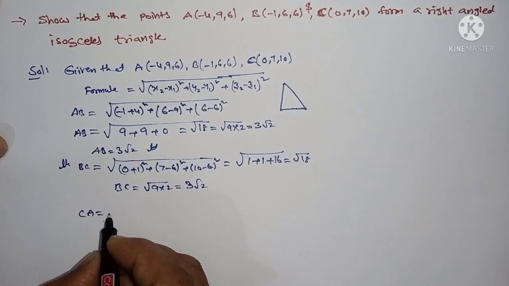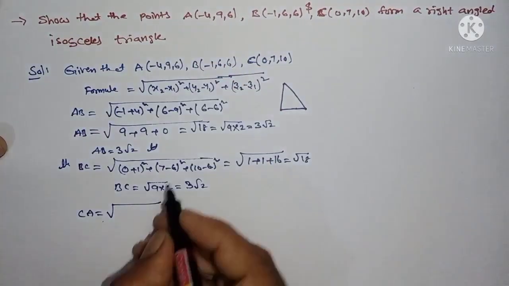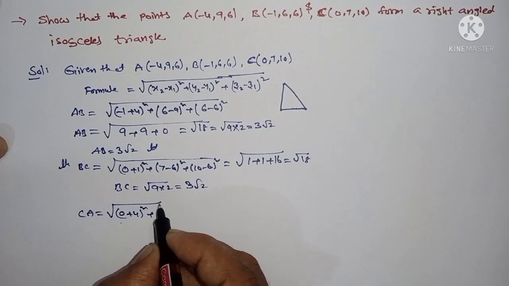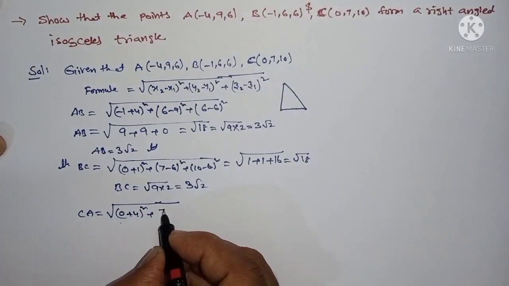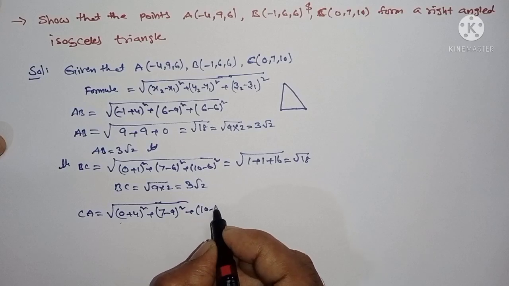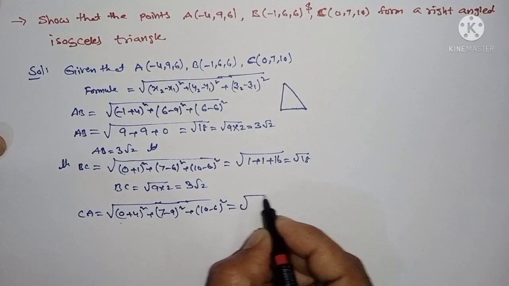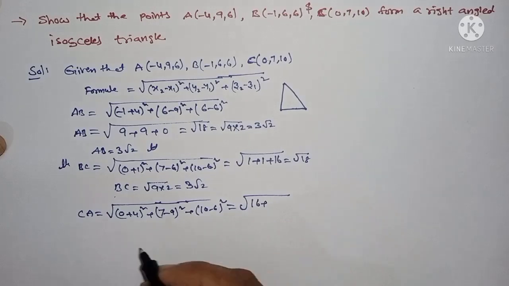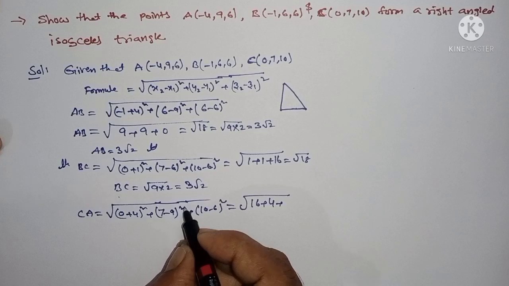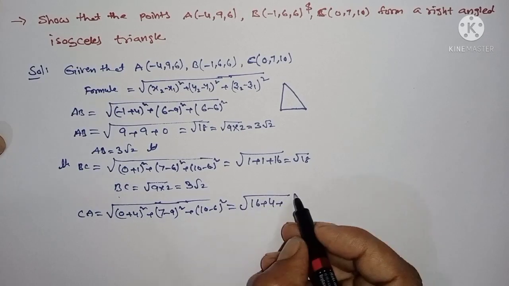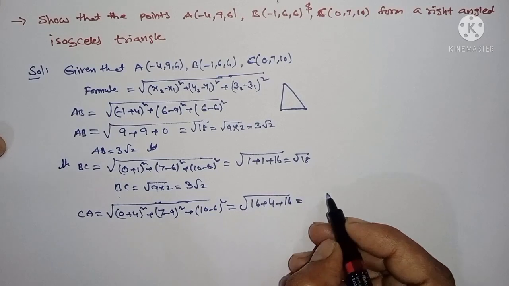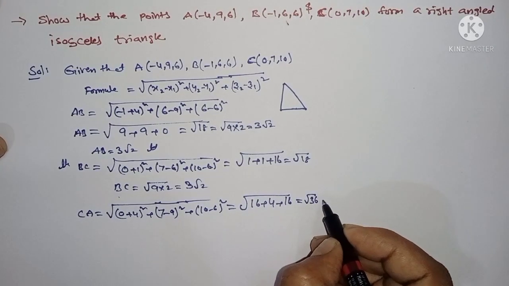Last you can find CA. CA is 0 minus of minus 4 whole square plus 7 minus 9 whole square, last is 10 minus 6 whole square. Therefore root of 4 square is 16, 7 minus 9 is minus 2, 2 square is 4, 10 minus 6 is 4, 4 square is 16. It is root 36. Root 36 is equal to 6.